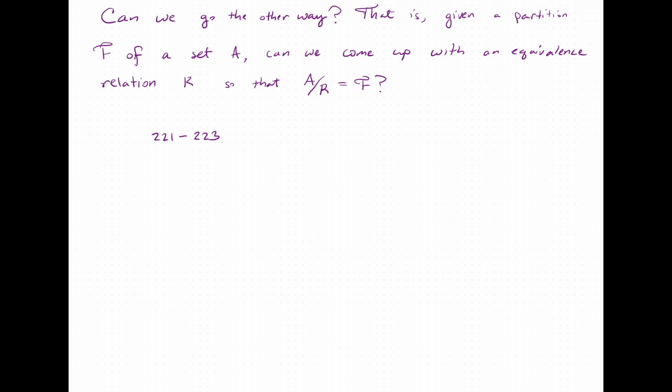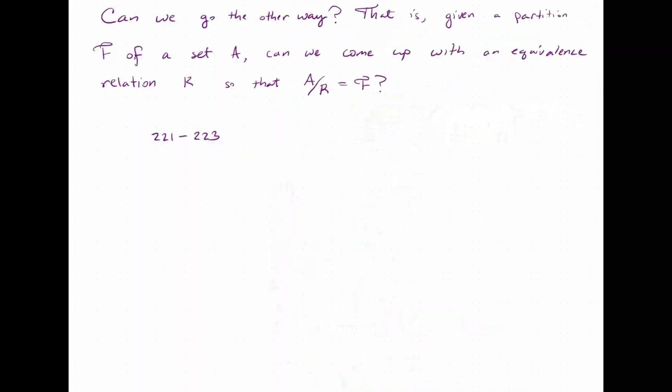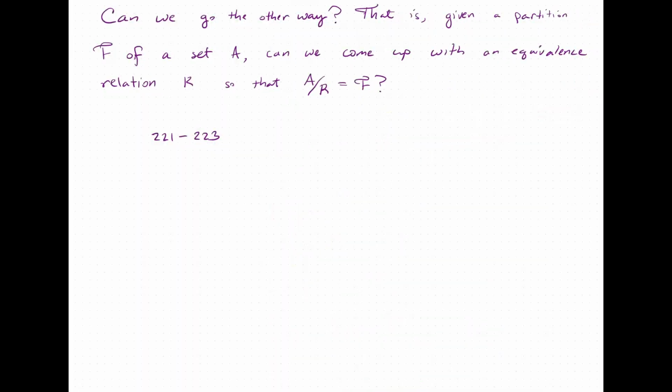Now, at the end of our last lesson, I posed the following question. Can we go the other way in the direction of theorem 4.5.4, which told us that if we had an equivalence relation R, then A mod R is a partition of A? So if we are given a partition F on a set A, can we come up with an equivalence relation R so that A mod R is equal to the given partition F? And the answer is yes. And so that's what we are going to prove.